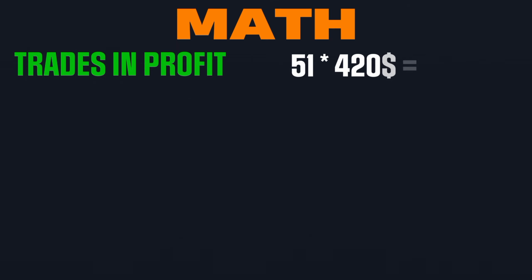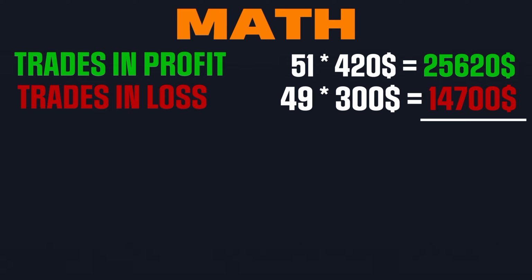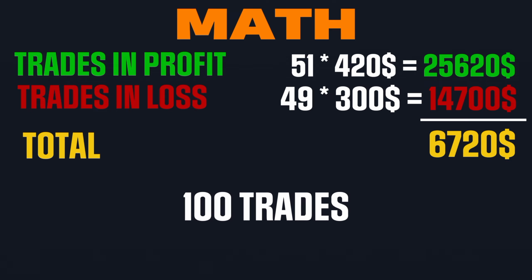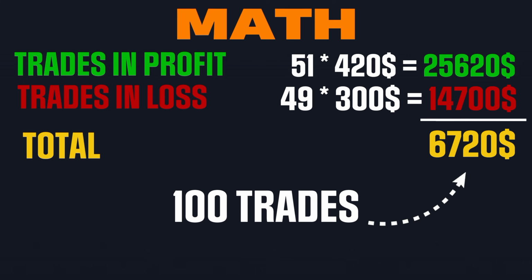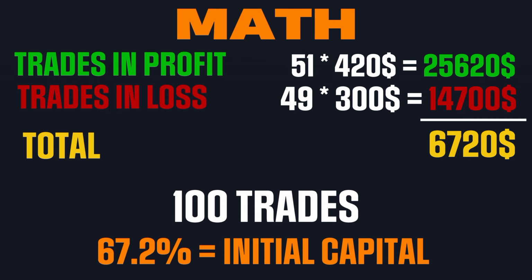Let me show you the math. 51 trades at $420 gain after each trade is $25,620, and 49 trades at $300 loss is $14,700. Therefore, the difference is $6,720. So after 100 trades, you should expect to make $6,720, or 67.2% of your initial capital size.